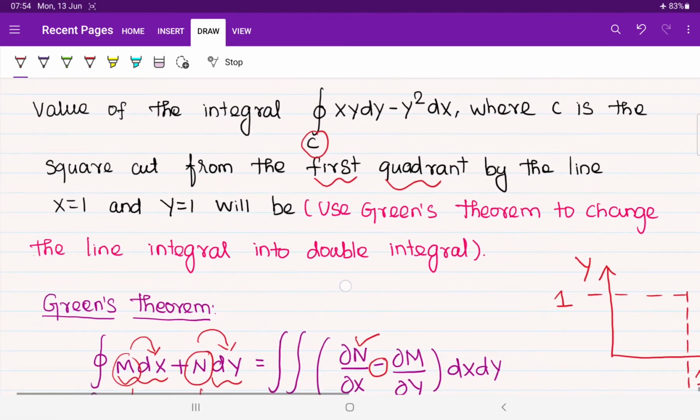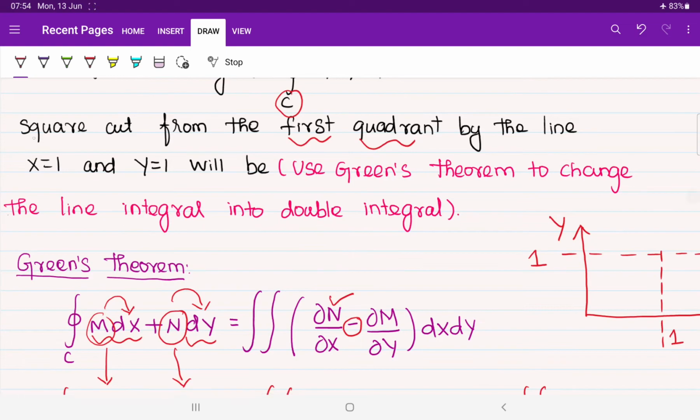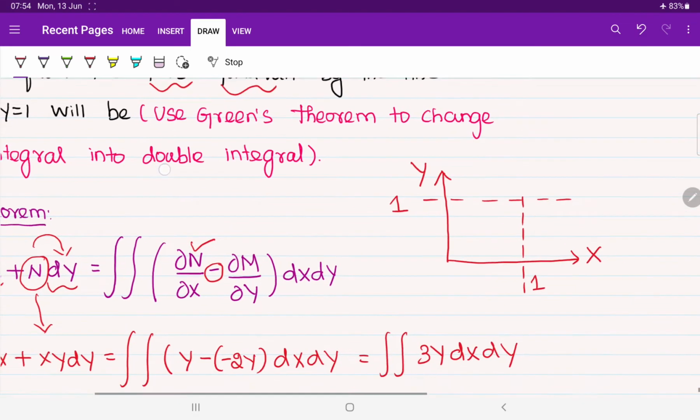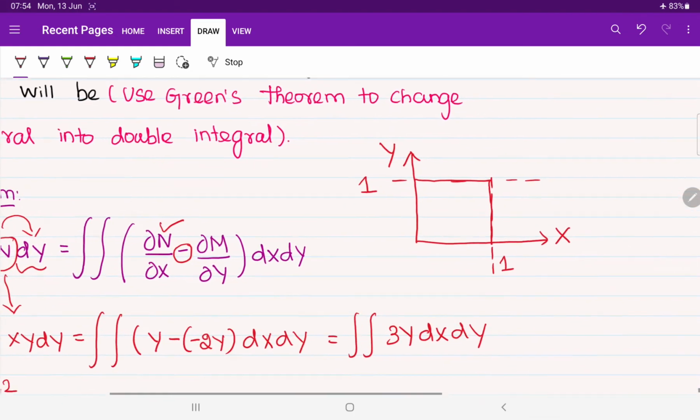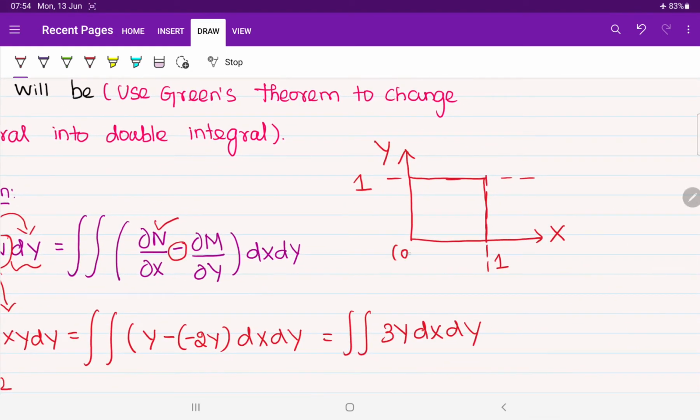So they told there are two lines, y equal to 1 and x equal to 1, and the first quadrant has a square cut. Square cut means we will have lines x equal to 1 and y equal to 1 cutting each other. Here it will be 0, 0, and we are going to consider up to 1, 1.